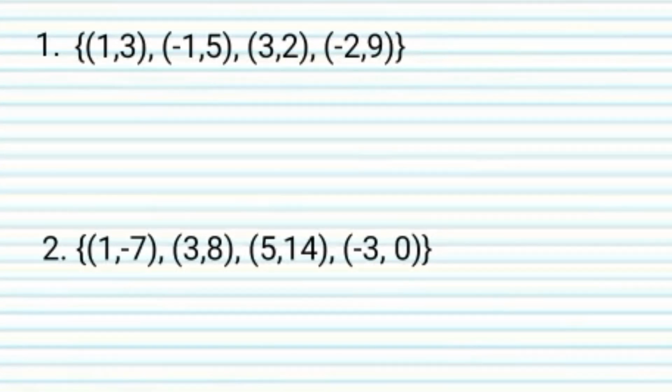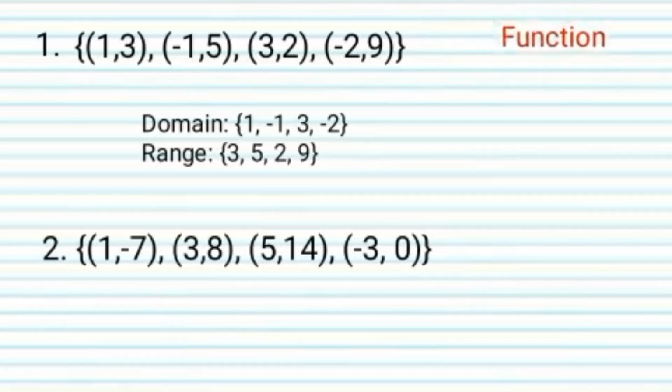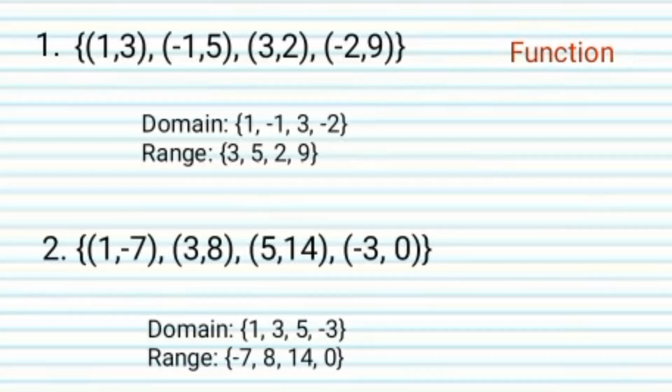In the first example, the domain is the set of 1, -1, 3, and -2. And we can see that there's no repetition of its values. Thus, this is a function. In the next item, the domain is the set of 1, 3, 5, and -3, and the values are unique from one another. Thus, it is also a function.